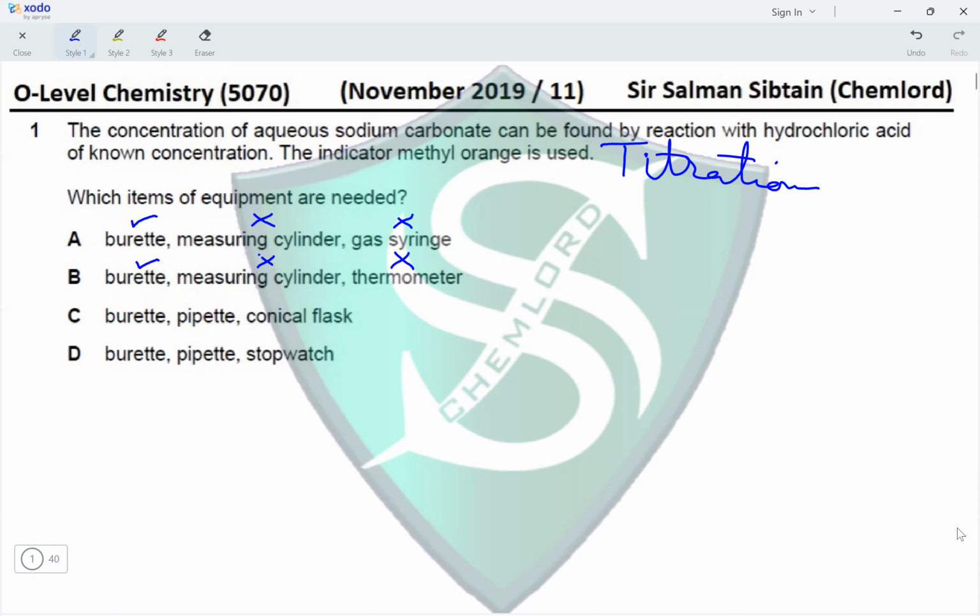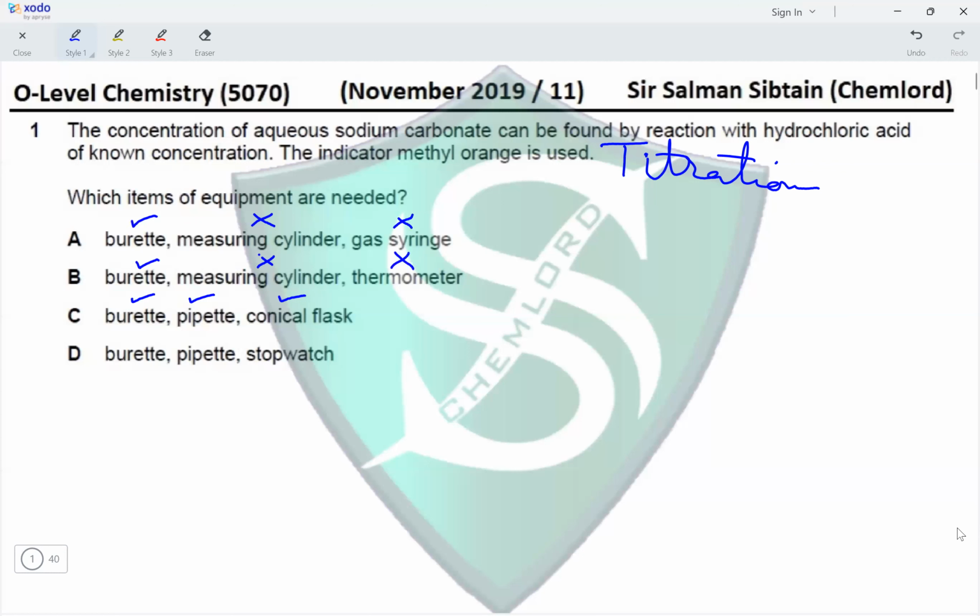to be measured. Next, we have got a burette, yes, a pipette, yes, and a conical flask, yes. So a burette will be used to allow HCl to flow into the conical flask. The pipette will be used to take a solution of unknown concentration sodium carbonate into the conical flask, and the conical flask will be the apparatus in which the neutralization reaction will occur between the sodium carbonate and HCl along with the methyl orange indicator. So all three pieces of apparatus here are correct.